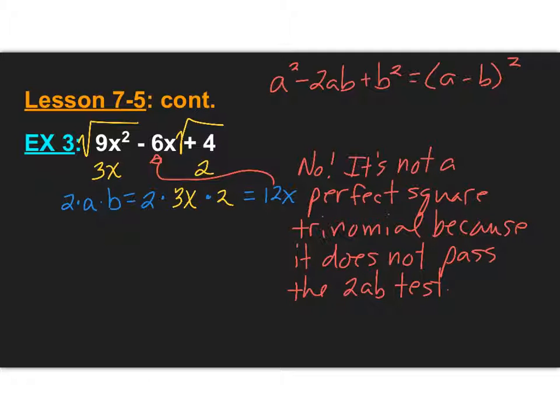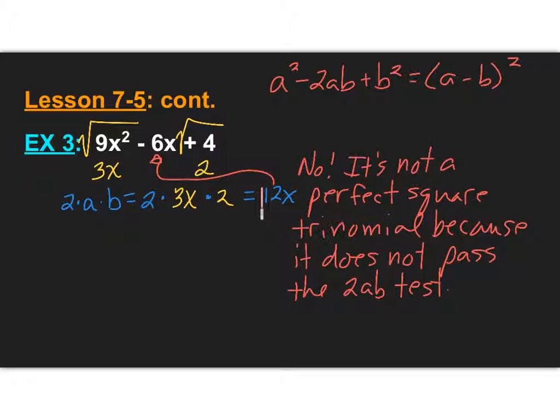Now you will notice that if you had ignored this 2, and let's just kind of cover it up here, if you ignore the 2, the 3x times the 2 is a 6x. You would have been sucked into thinking that it matches. And we can't force this to match by dividing it by 2. That's not the point. You have to do 2 times a times b, and whatever you get, if it does not match exactly, it's not a perfect square trinomial.